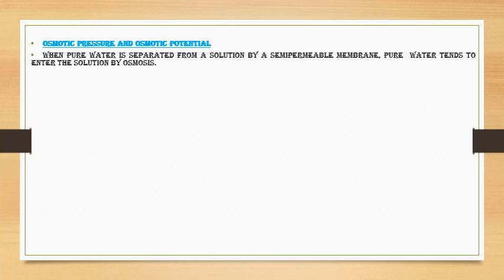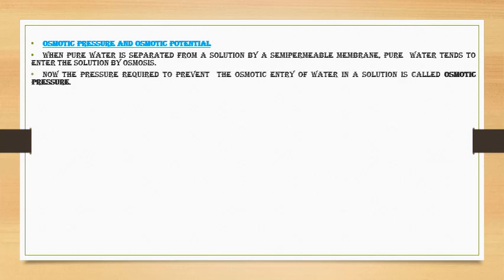So, osmotic pressure and osmotic potential. When pure water is separated from a solution by a semi-permeable membrane, pure water tends to enter the solution by osmosis. Now the pressure required to prevent the osmotic entry of water in a solution is called osmotic pressure.